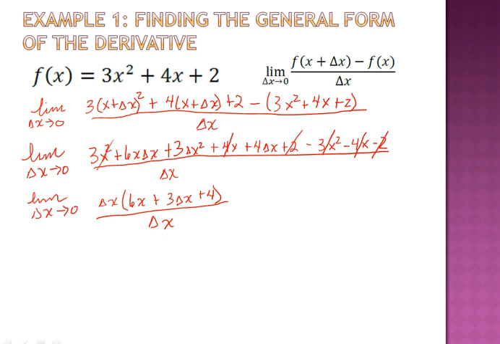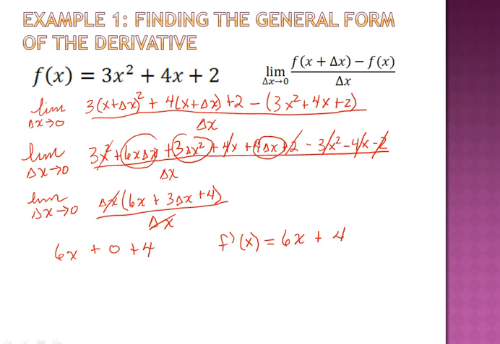As you can see, as I rewrote it, I factored out my delta x that was common in my 3 remaining terms so that I could cancel it in the denominator. So now I can actually take the limit as delta x goes to 0. I get 6x plus 0, because 3 times 0 is 0, plus 4. So my derivative, f prime of x, is equal to 6x plus 4.